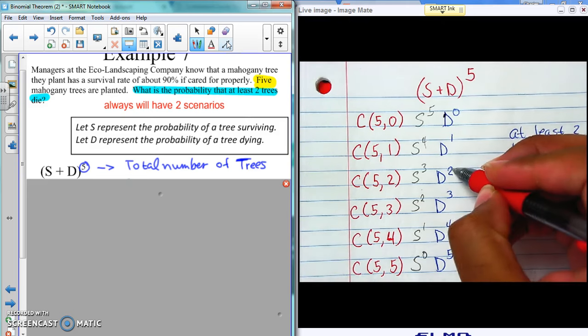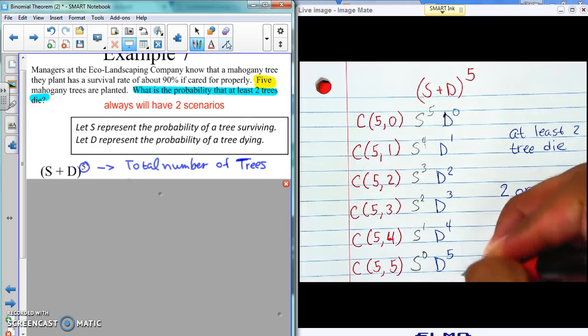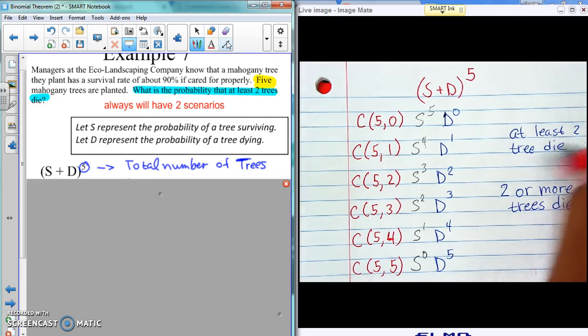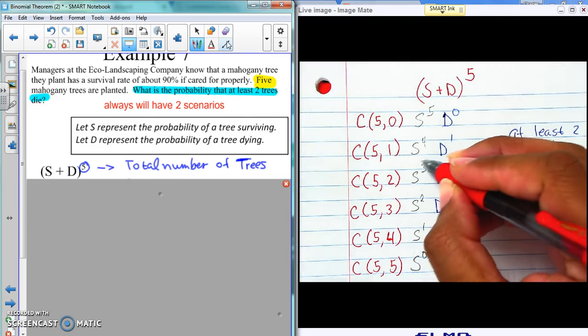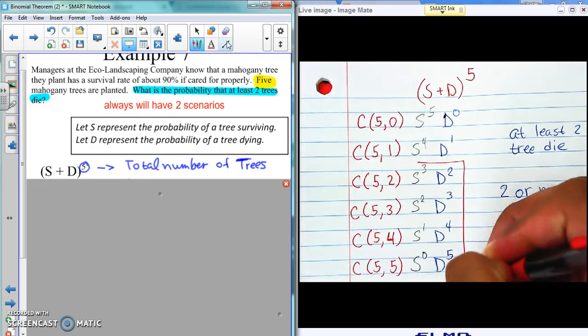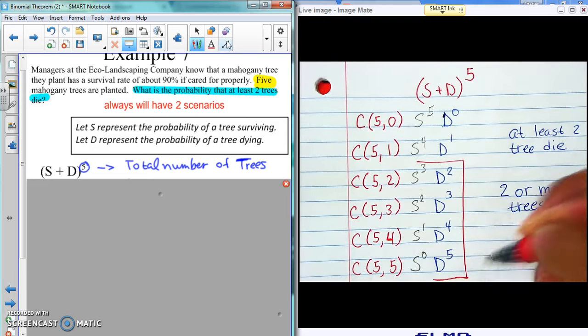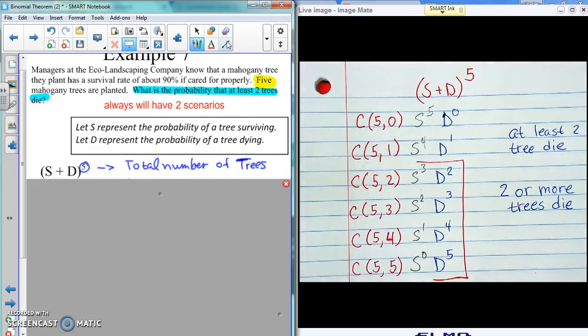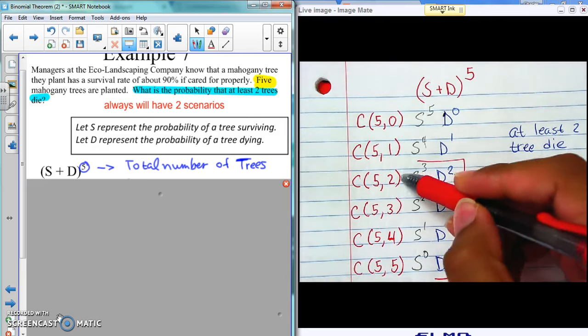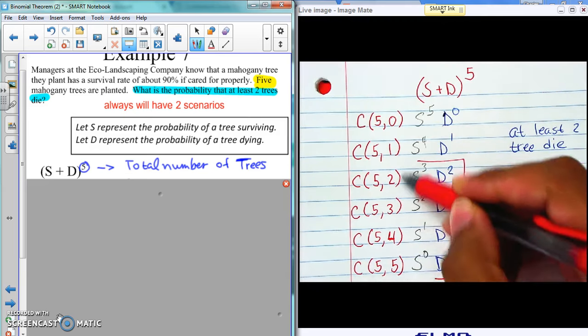So here, this is where D is 2, 3, 4, and 5. So this is where it's 2 or more. So at least 2, so that means 2 or more. So we're going to deal with just those. Okay. So when we deal with that, we're going to go ahead and figure out what's going on here. So we can go ahead and put in these numbers really quickly.